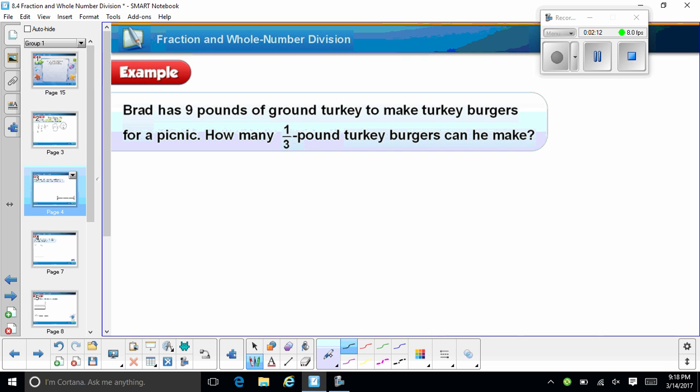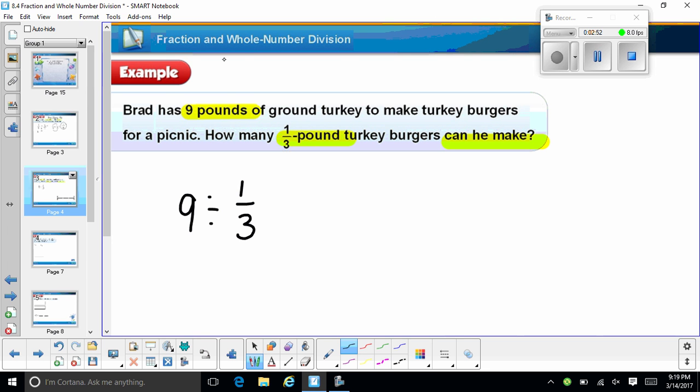In this word problem, Brad has 9 pounds of ground turkey to make turkey burgers for a picnic. How many 1/3 pound turkey burgers can he make? So I see he has a total of 9 pounds of ground turkey. He wants to make the burgers to be 1/3 pound. I need to know how many burgers he can make. So again, I'm going to take the product or the item that I want to divide, and that's going to go first. So in this case, it's the 9 pounds of ground turkey. I want to divide that by 1/3.